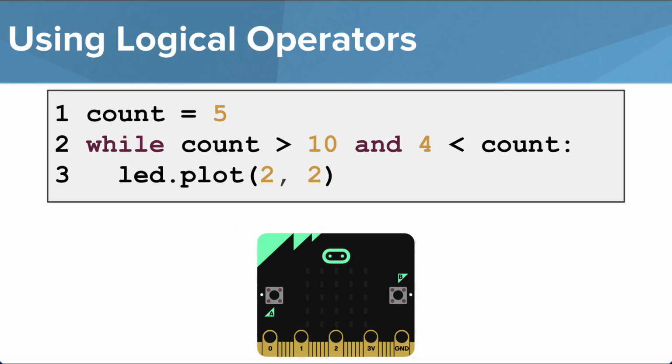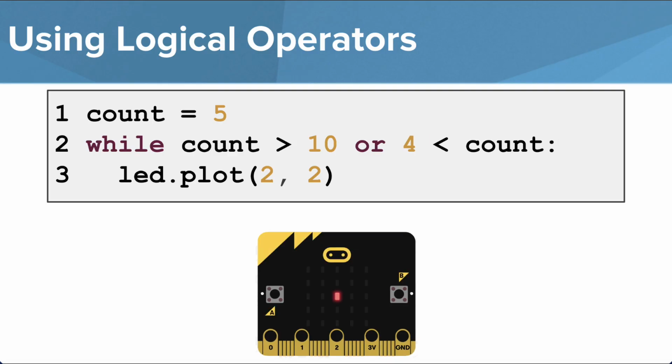To use these operators inside our microbit programs, just write the entire condition inside the loop. In this case, we're using a variable called count that is initially set to 5. Inside our condition, which evaluates to false, the middle LED is not lit. But if we instead use the OR operator, the condition evaluates to true and the LED is lit.